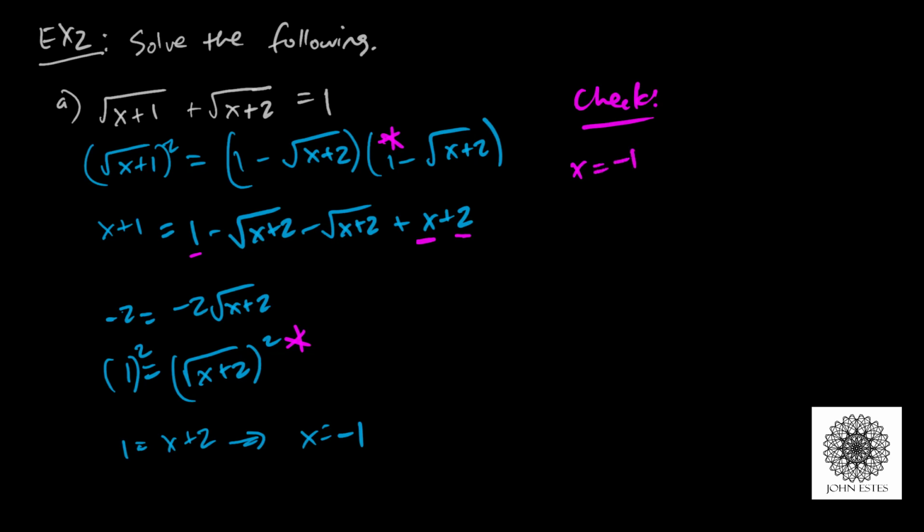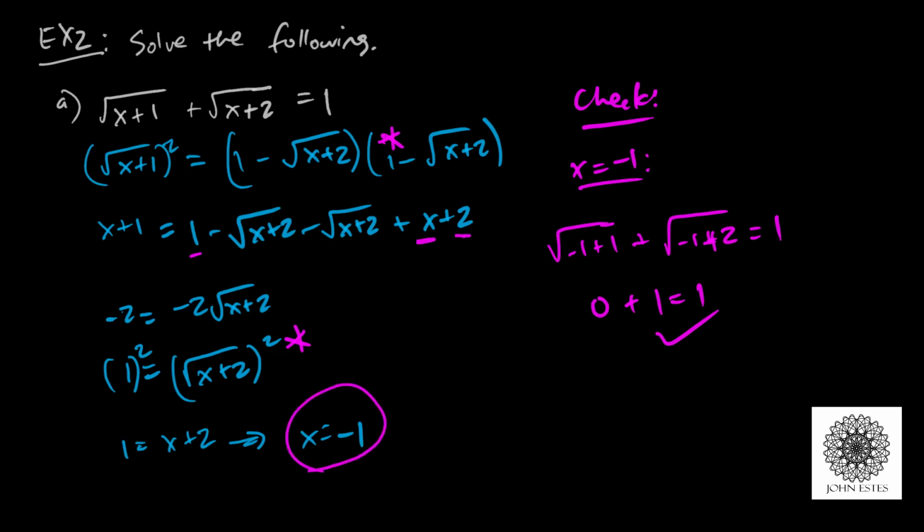So let's let x equal negative 1. And let's plug it in to our equation. So if I did that, I'd have negative 1 plus 1 under square root, plus the square root of negative 1 plus 2, and hopefully that all equals 1. Let's think about it. The square root of negative 1 plus 1 is 0, and negative 1 plus 2 is 1, its square root is 1, equals 1. That is a true statement. Okay, so negative 1 is a solution. If you want to write it as a solution set, that's going to be negative 1 in braces like that.